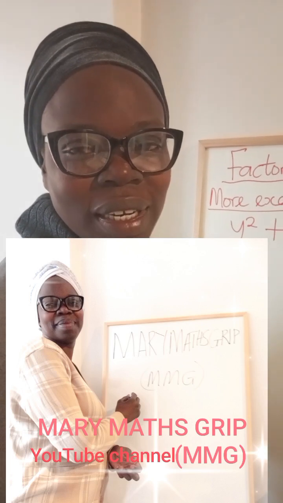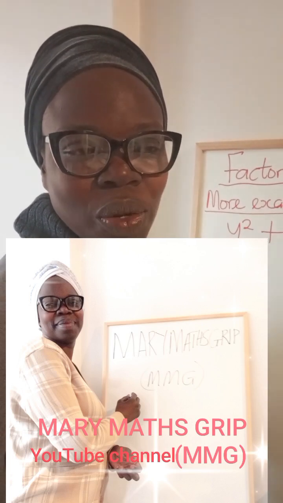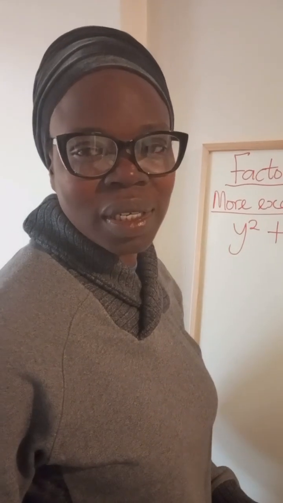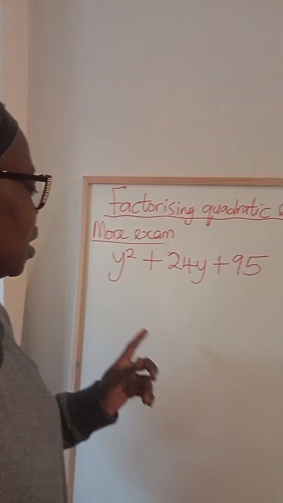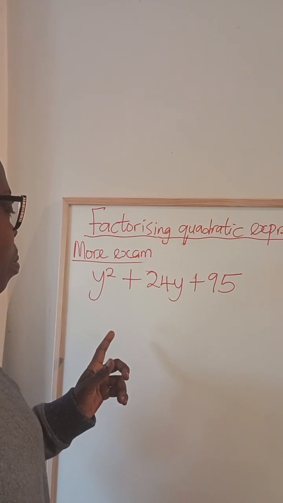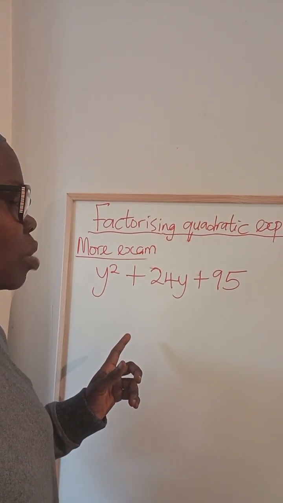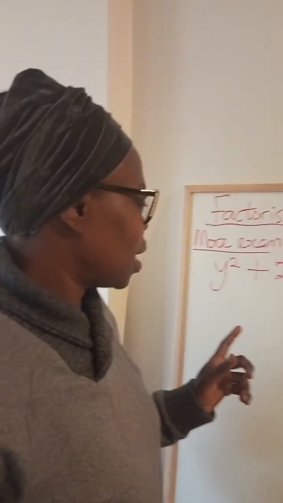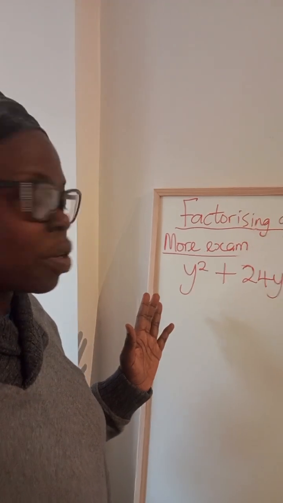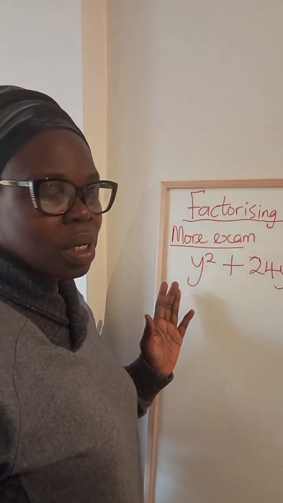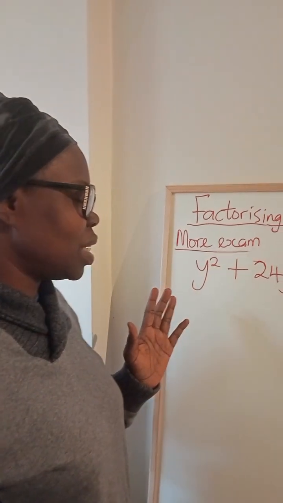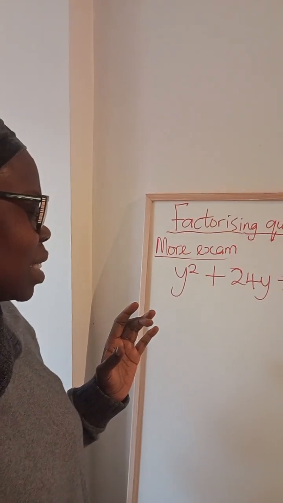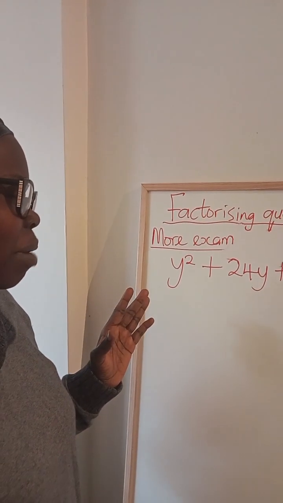Hello viewers, in this class I'll be factorizing more quadratic expressions. The first on the board is y squared plus 24y plus 95. As I've done in my previous video, I'll be factorizing this quadratic expression too, but with the new technique I want to bring in this time around.